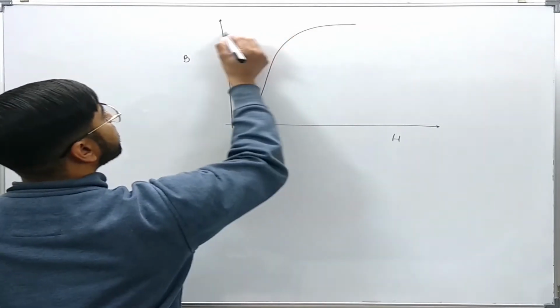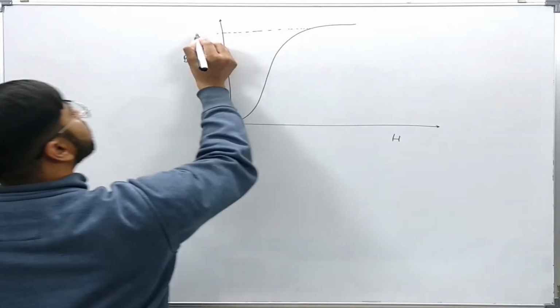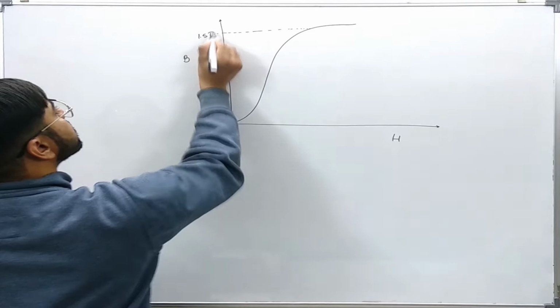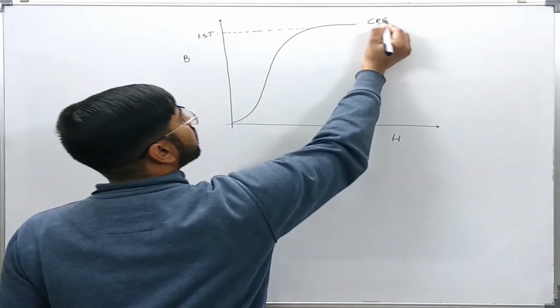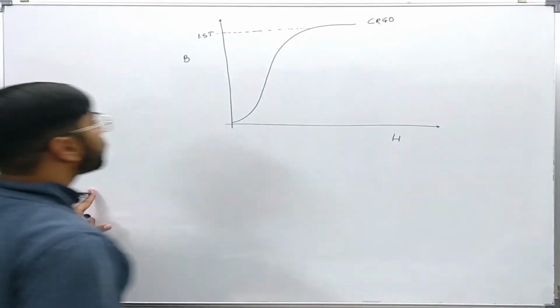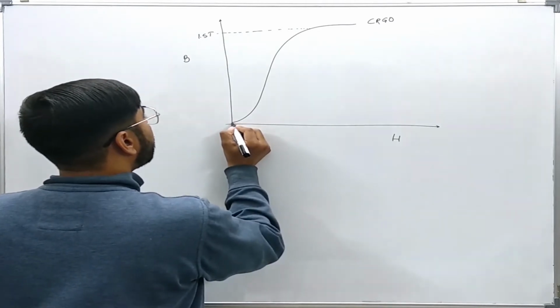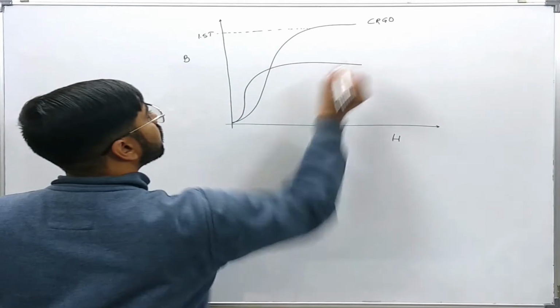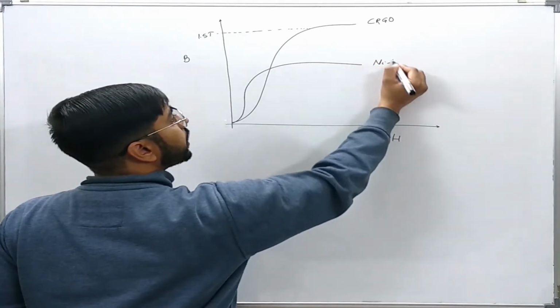This is the knee voltage or the knee point, usually around 1.5 Tesla. This is for CRGO steel, cold roll grain oriented steel. And another I am going to draw. This is for the nickel iron alloy.